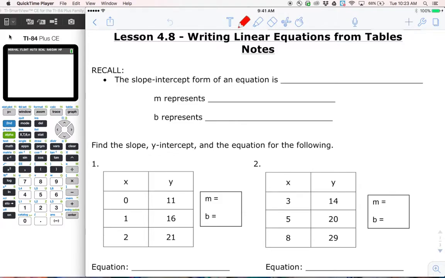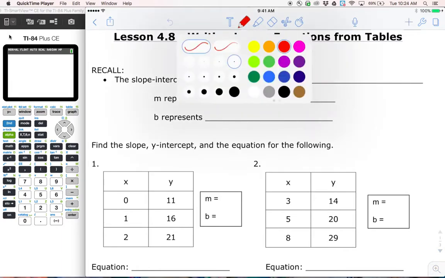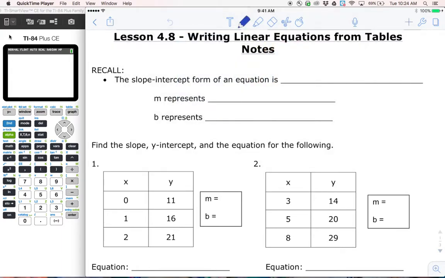Lesson 4.8, writing linear equations from tables. Before we get started, let's remember a couple of things that we already know. The slope-intercept form of the equation is y equals mx plus b, and we know that m represents slope and b represents the y-intercept.